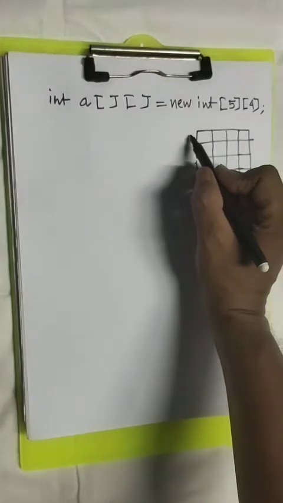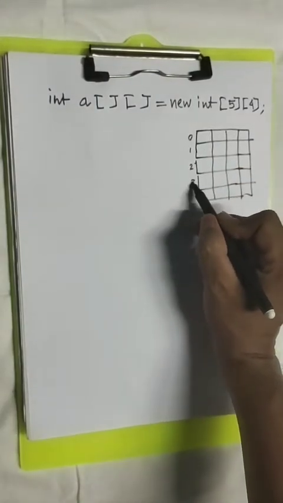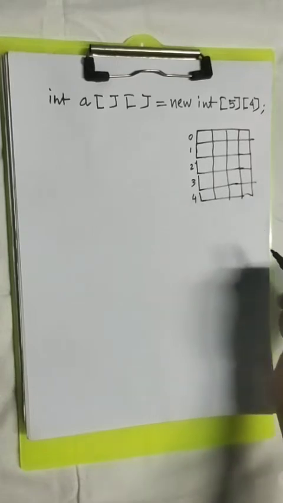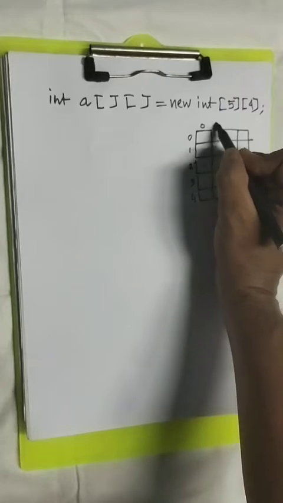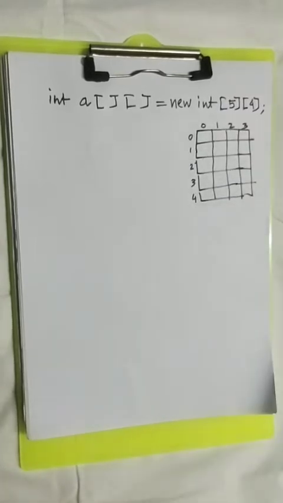This is row number 0, row number 1, row number 2, row number 3, row number 4. Altogether 5 rows. Column 0, column 1, column 2, column 3. Altogether 4 columns. Name of this array is A. Now we can store altogether 20 elements, that is 20 integers in this array.